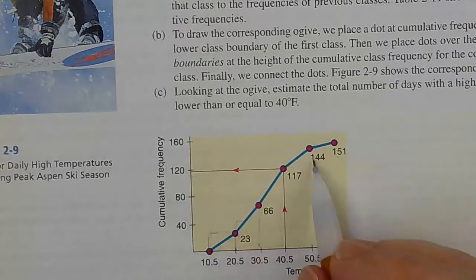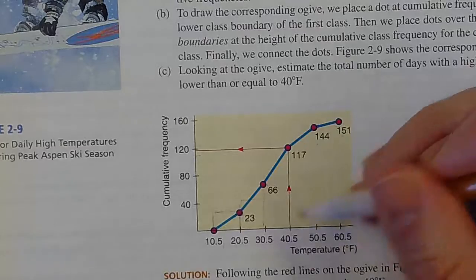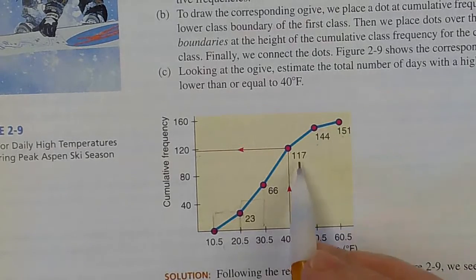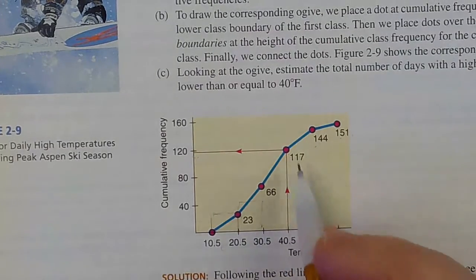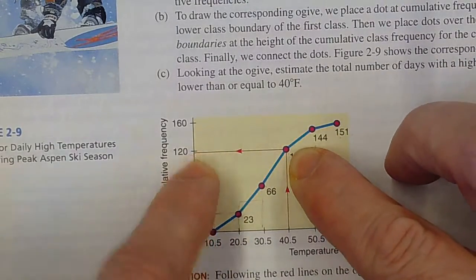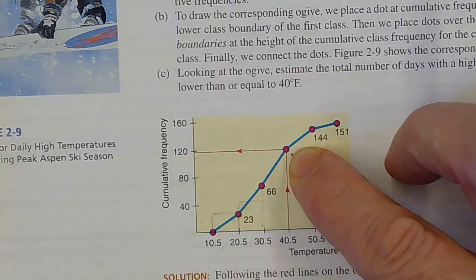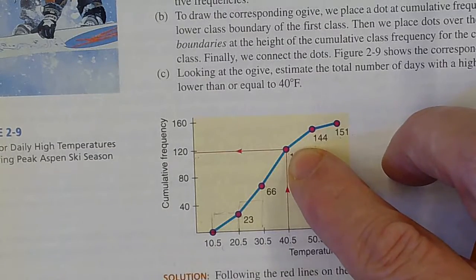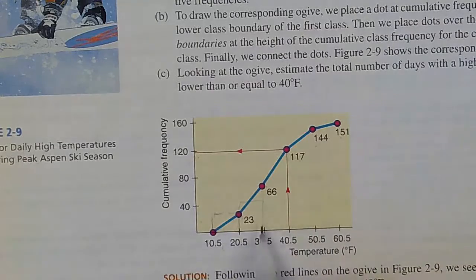Now sometimes they don't label these dots, and all you have to do is estimate it the best you can. Like it tells you 117, but if they ask you to read it and it's not there, you just go up and across, and somewhere, people are going to say 118, maybe 119, and that's okay if it's an estimation. Does that make sense? So sometimes you just use these to estimate.